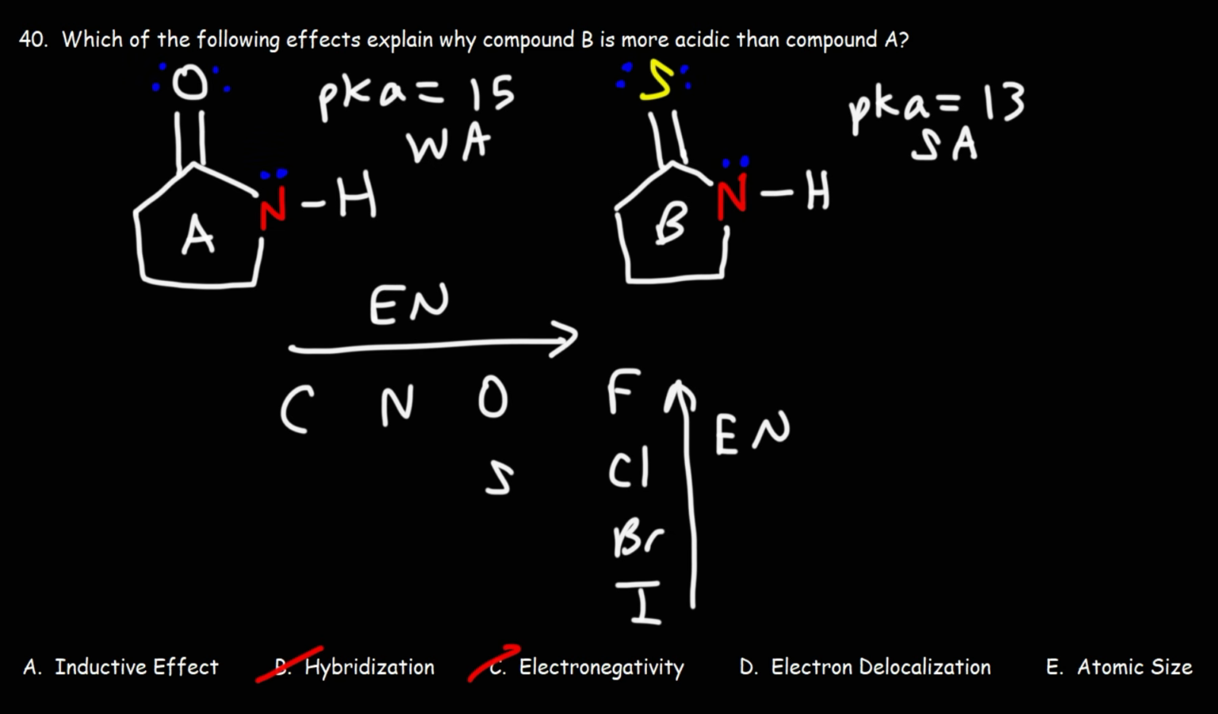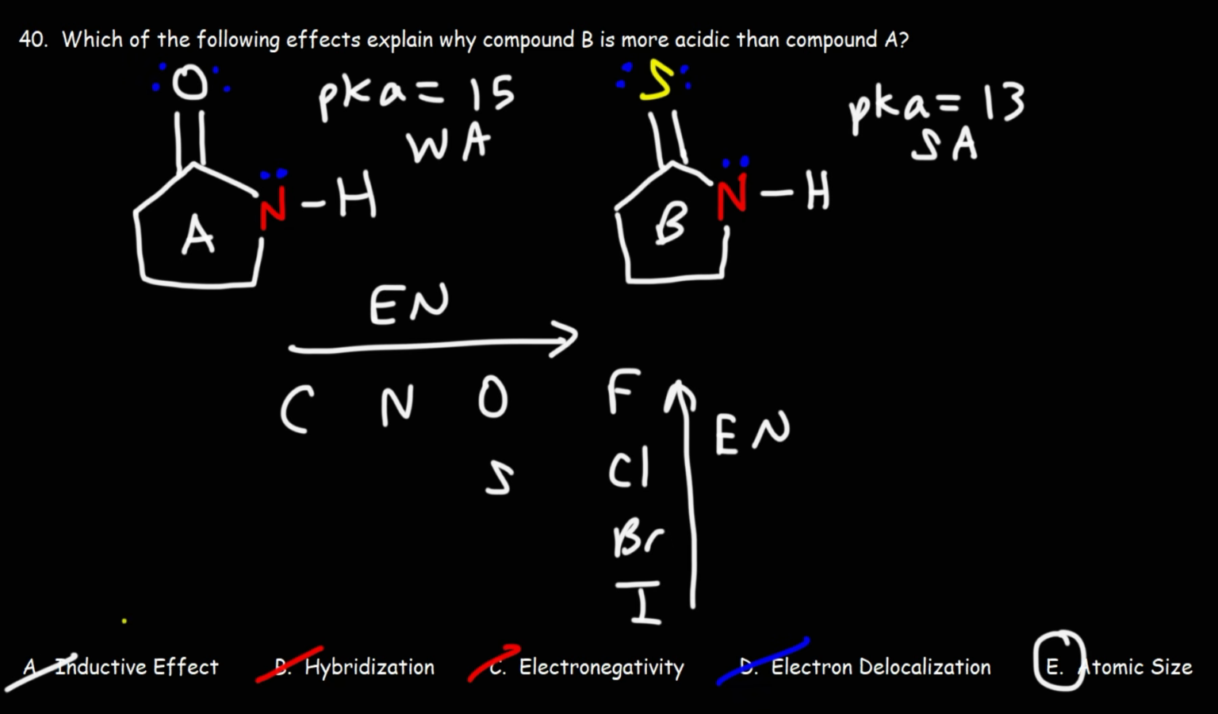As for the inductive effect, both of these groups are electron withdrawing groups. Oxygen has more of an inductive effect than sulfur because oxygen is more electronegative than sulfur. Yet compound B with the sulfur is more acidic, so the inductive effect, even though it's present, is not the driving force or the main factor behind why B is more acidic. The only answer is atomic size.